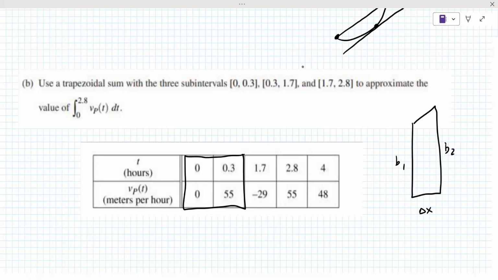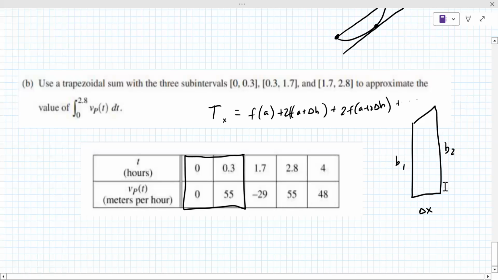Your formula for the trapezoid rule was probably like f of a plus 2 times f of a plus delta h, and then keep going, 2 times f of a plus 2 delta h. While that's true, it doesn't really help you here. You have to make the physical shapes.